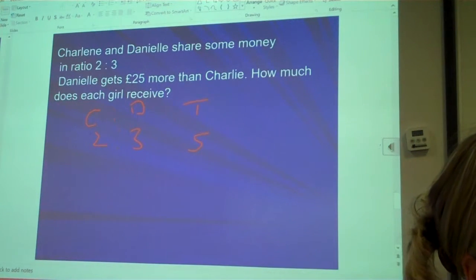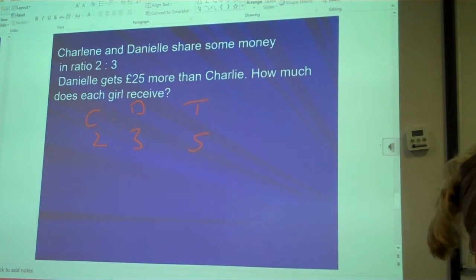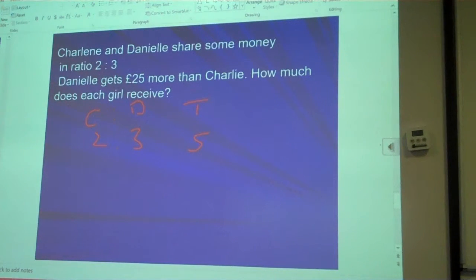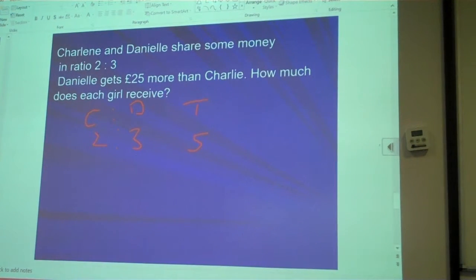She's not getting £25. Are Charlene and Charlie the same person? Or is Charlene a different person? Do you know what? I think there's a mistake in that question. I hadn't even picked that up myself. I've just lifted it from an exam paper. Yeah, I would say that Charlie and Charlene are the same person. He's cross-dressing it.